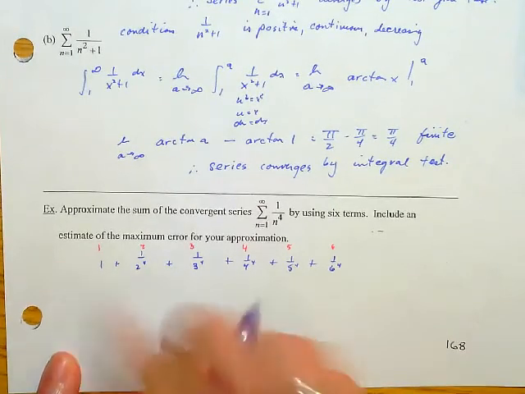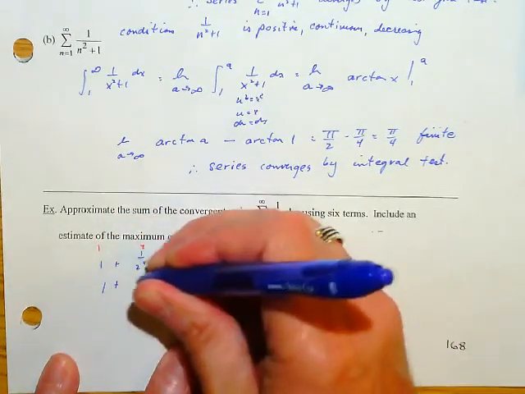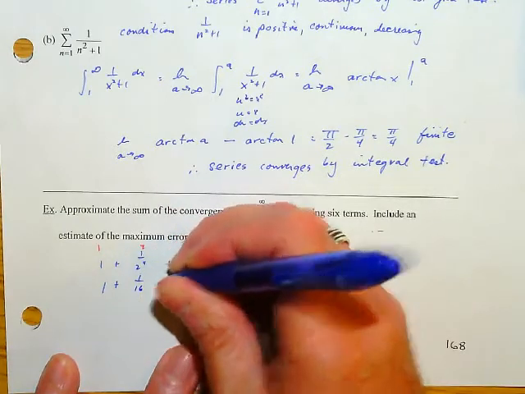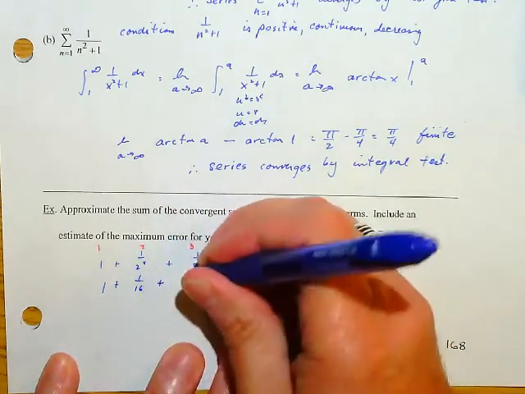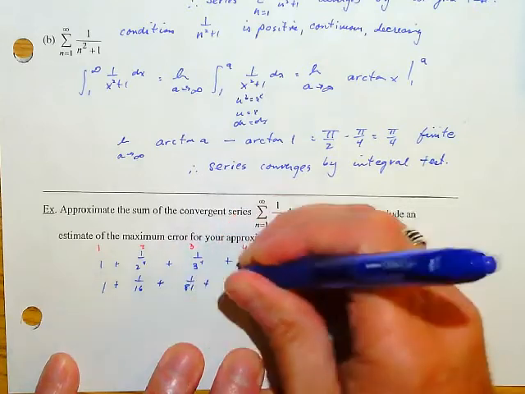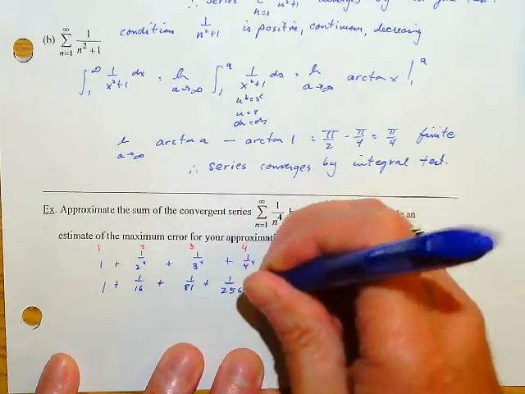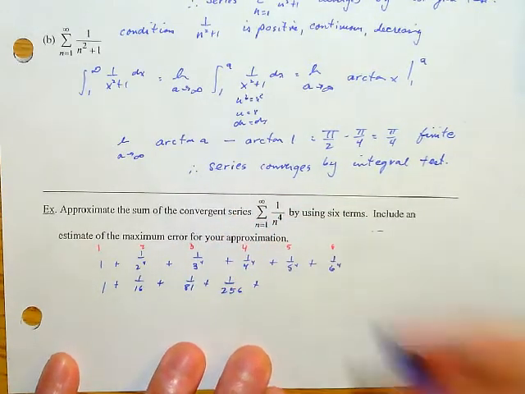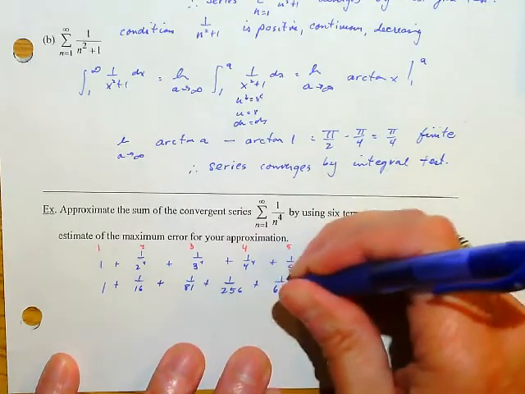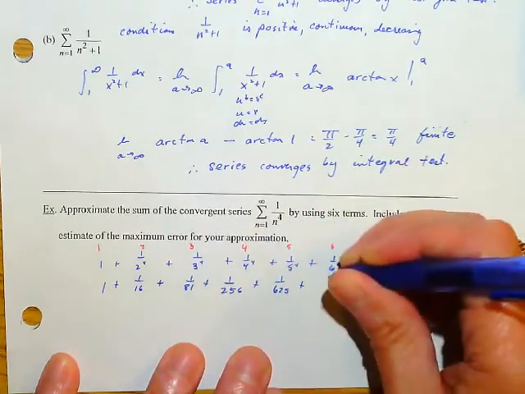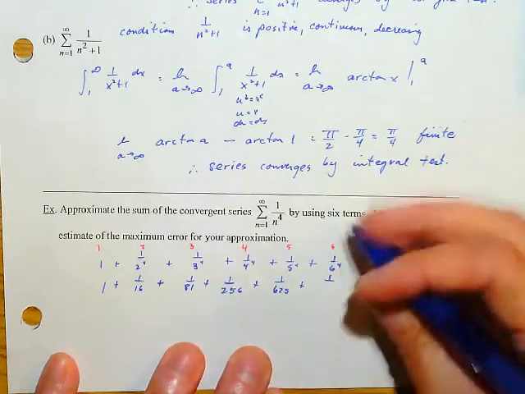Well, that would be 1 over... Would you probably want a calculator for this? Yes, I agree. So I'll just write these numbers down real quick. 1 over 81 plus 1 over 256 plus 1 over, what is that, 625? Plus 1 over 6 to the 4th, 1296.